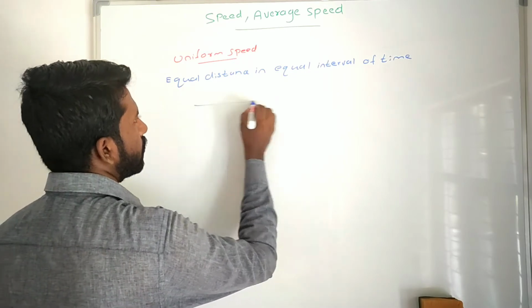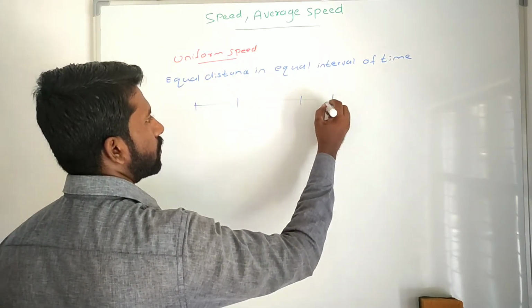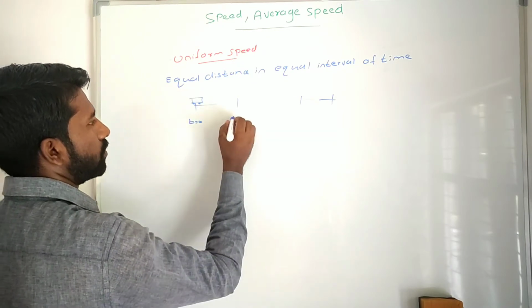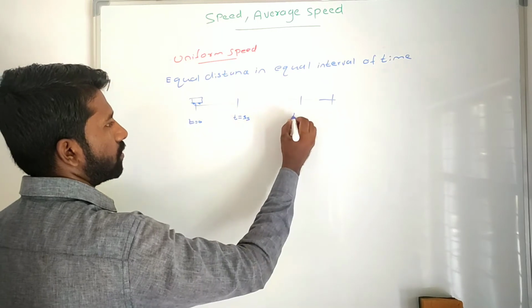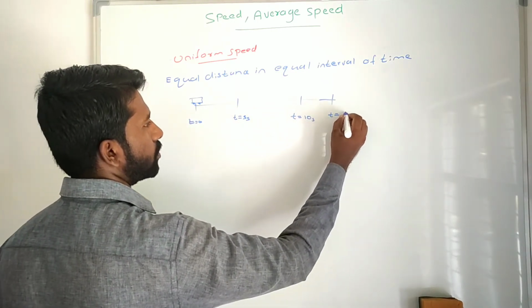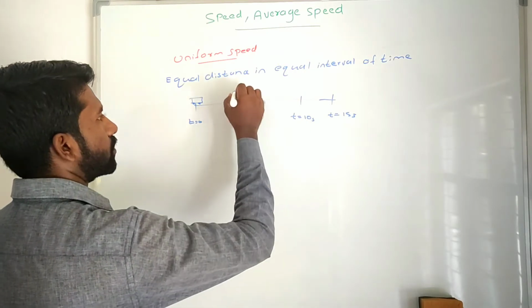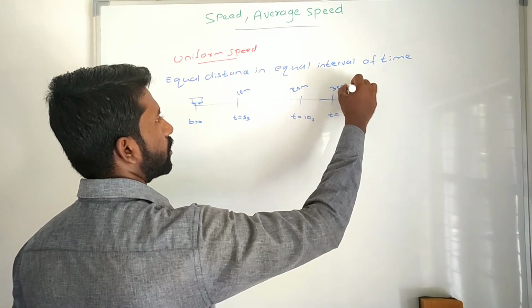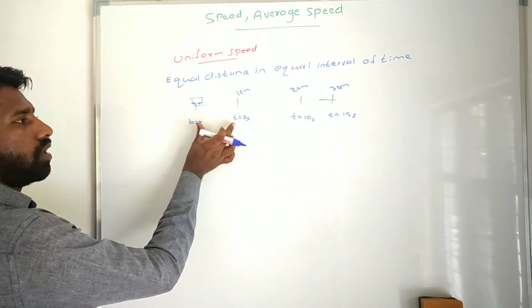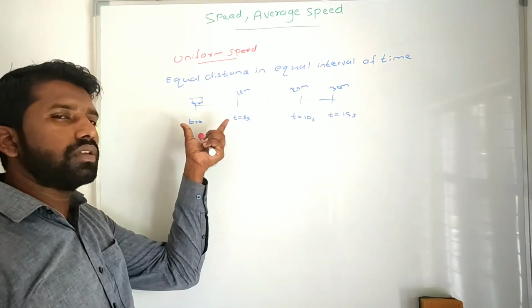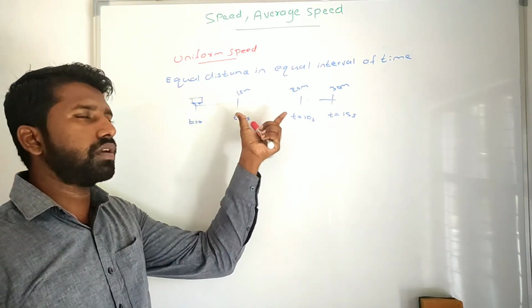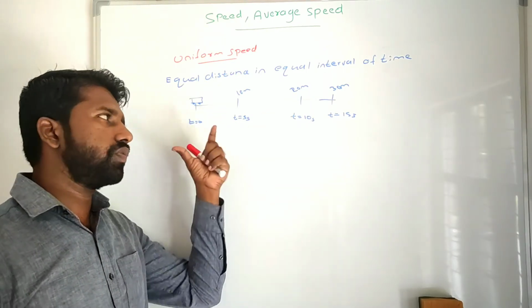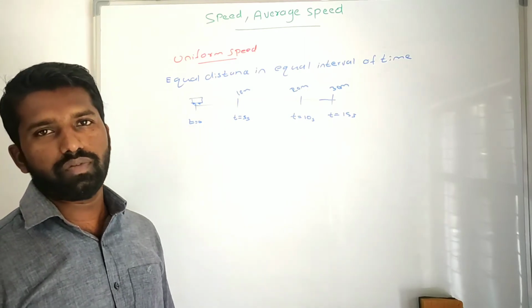As an example, we'll take a case like this. Here the body started at time equal to 0, then 5 seconds, 10 seconds, and 15 seconds. First 5 seconds, 10 meters, next 5 seconds, 20 meters, next 5 seconds, 30 meters. You can see that in every 5 seconds, this object travels 10 meters. So here equal distance in equal intervals of time, so we can say that this object is moving in uniform speed.